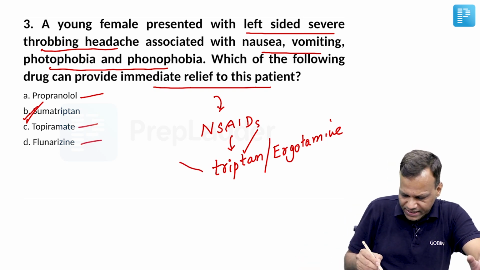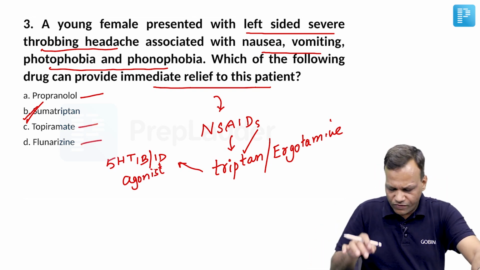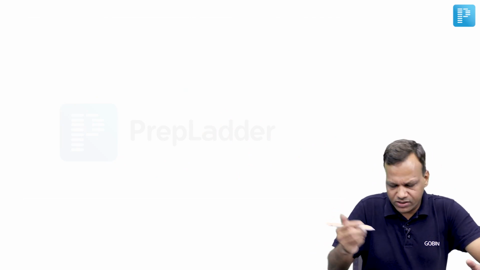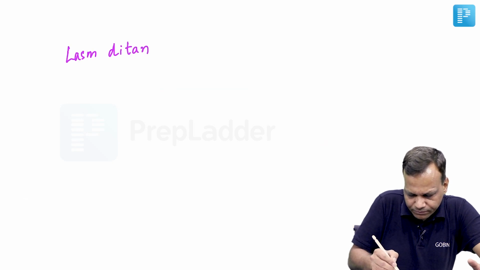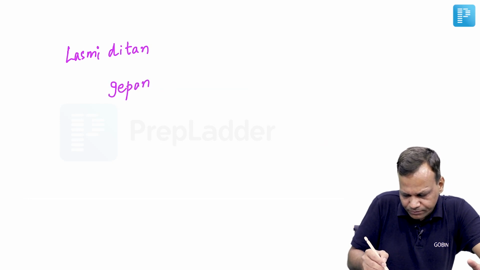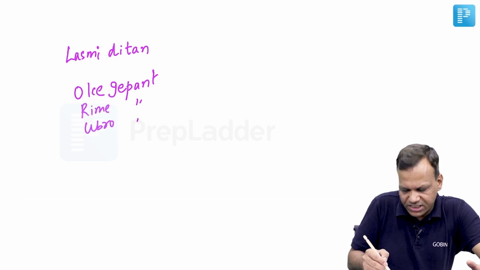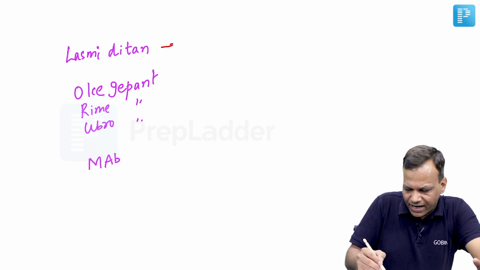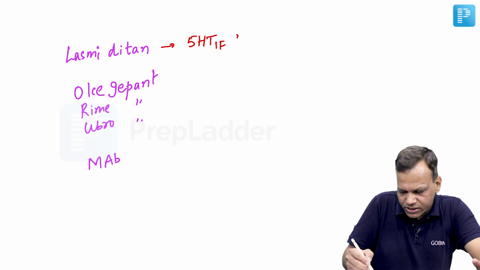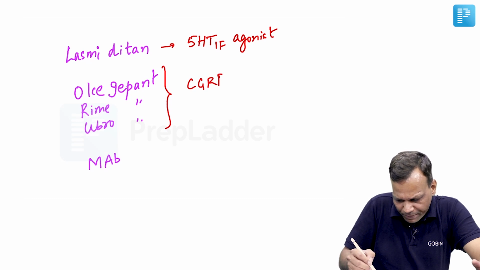Now sumatriptan, quickly revising, it is an important drug. It is a 5-HT1B/1D agonist. Okay. So we have some newer drugs which are used in migraine. Newer drugs used in migraine include the drugs which end with ditan, like lasmiditan. The drugs which end with gepants, like olcegepant, rimegepant, ubrogepant. The drugs ending with gepant. And third, we have a group of monoclonal antibodies. Now, what is important? Lasmiditan, it is a 5-HT1F agonist, whereas gepants are calcitonin gene related peptide antagonists.